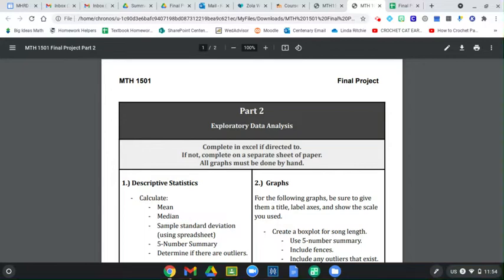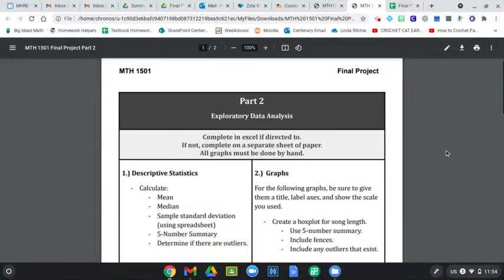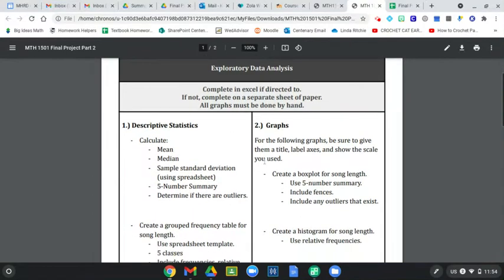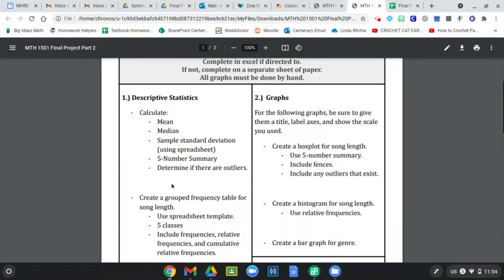All right, so let's tackle how we are going to complete part two. From part one, you have your spreadsheet. You are going to complete all of the stuff in your spreadsheet as long as it directs you to. If not, then everything should be done by hand on a separate sheet of paper, and you will submit everything like that.